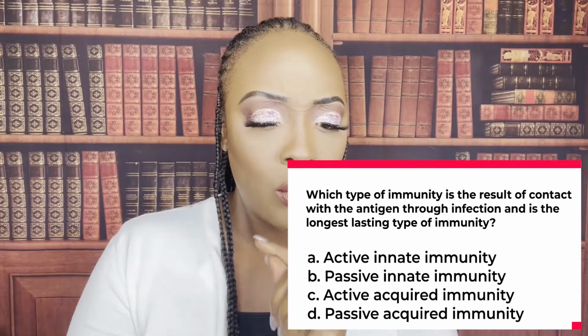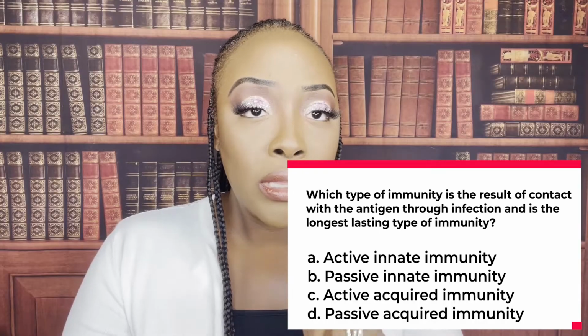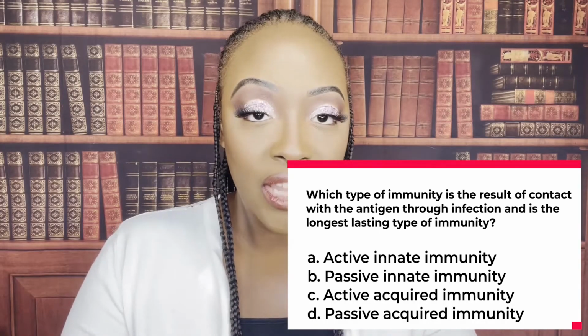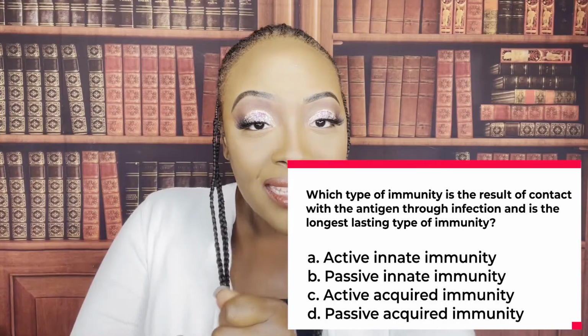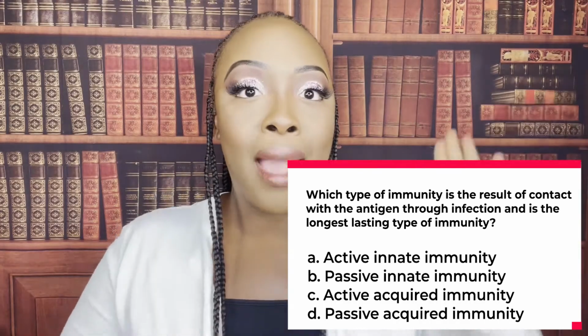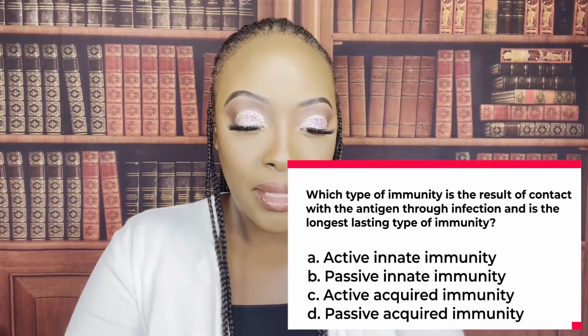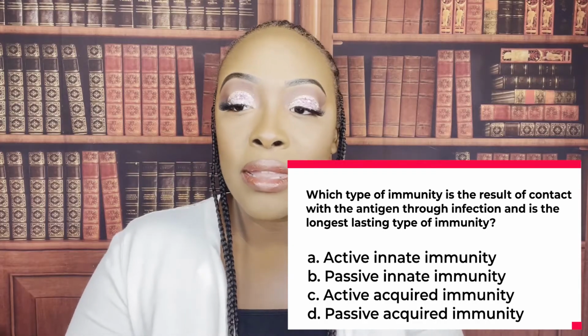Go back to the question. Look at what they're looking for. They're looking for a result of contact with an antigen. So that contact with the antigen is what prompted that immunity to start happening, guys. And so that's active acquired. It's not like it was given to you.